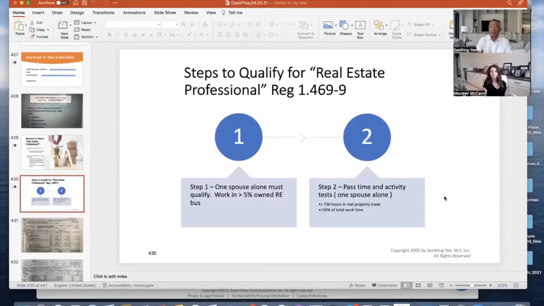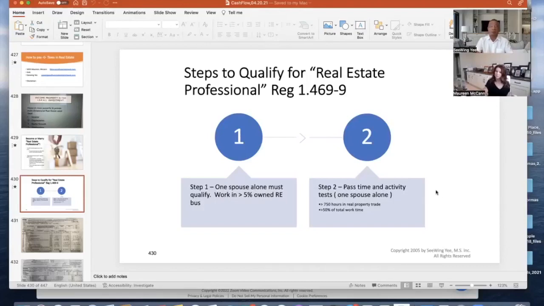Now, one more thing I need to say is that let's say you have 10 properties, for example. If all 10 of your properties are managed by professional property managers, you do not qualify as a real estate professional to get unlimited tax write-off because you are not materially participating in the activity as a real estate professional. You are allowing third-party professional property managers to manage your properties.